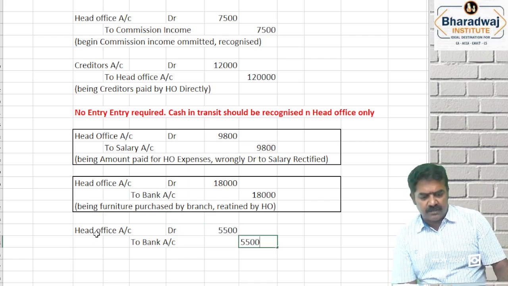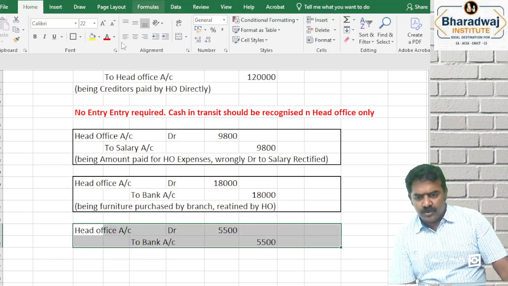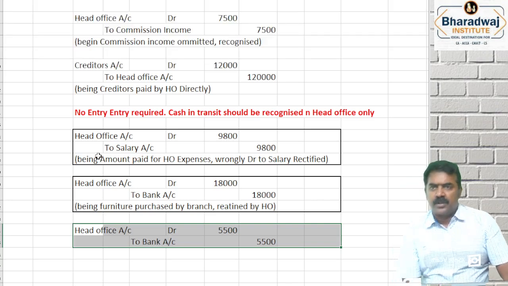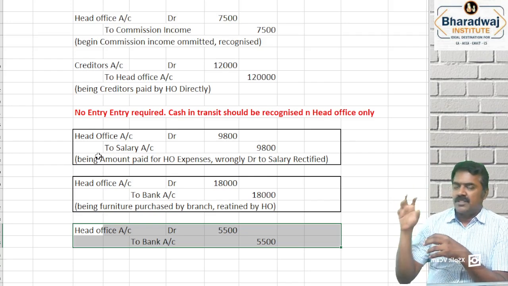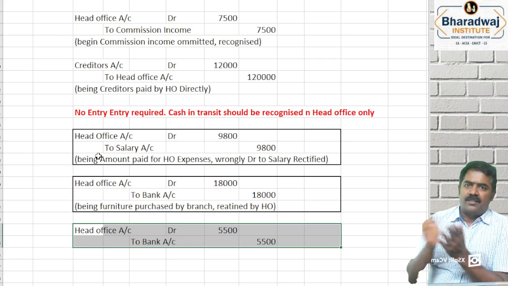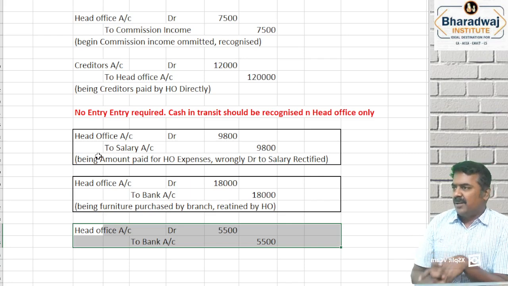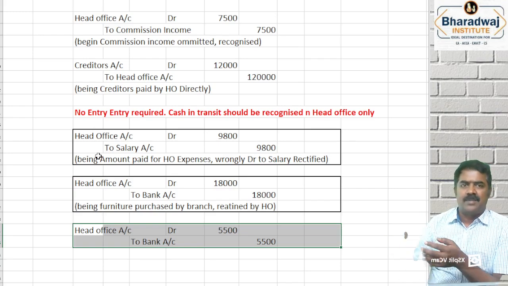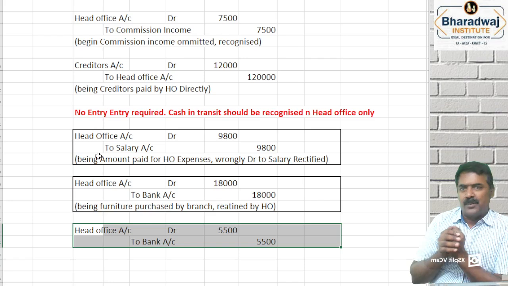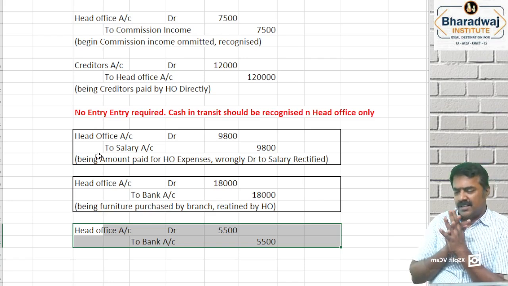So this was tested in which month? Jan 25 exam. So in the May 2025 exam, you will get questions like the dependent branch account, stock and debtors account, or the foreign branch which we are going to see. That model only will be tested. And a journal entry model, once it is tested, will they ask the same journal entry model again in the next exam? No. Rare chance.